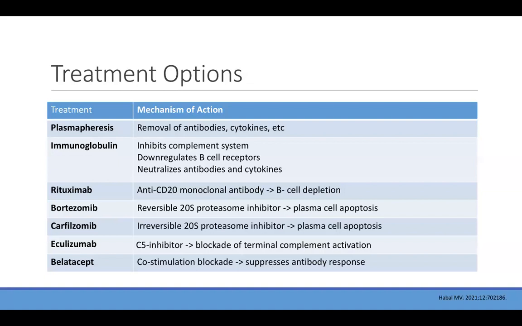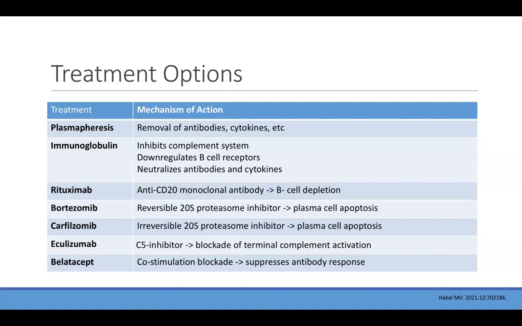Then we have rituximab, which is an anti-CD20 monoclonal antibody, which is B cell depleting. So this is usually one of our first line agents, along with the IVIG as well as the plasmapheresis, to desensitize our patients. Some newer agents that have been used and have been studied are bortezomib and carfilzomib.